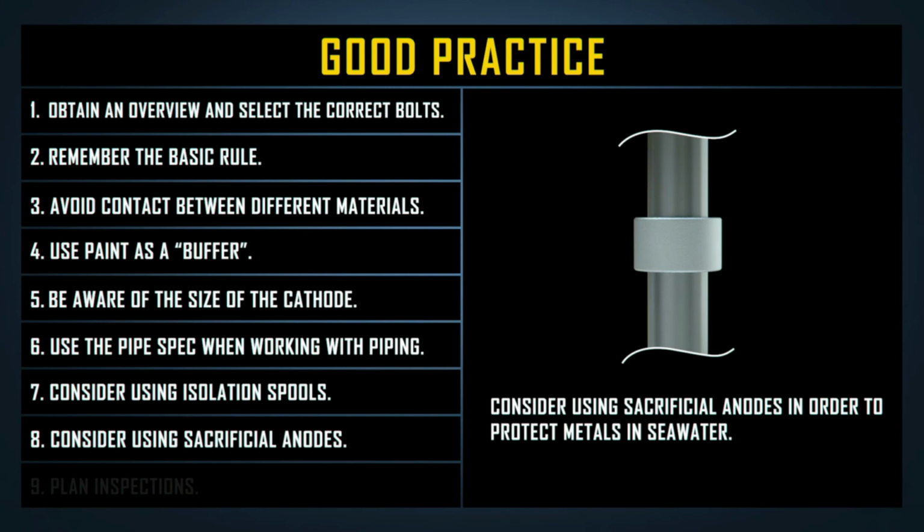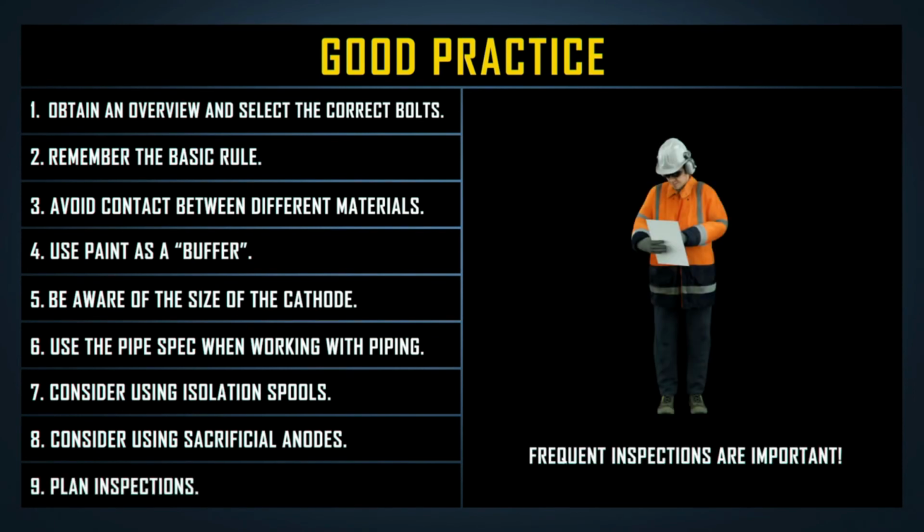Consider using sacrificial anodes in order to protect metals in seawater and thereby prevent corrosion. Frequent inspections can also help to prevent galvanic corrosion causing accidents or near misses.